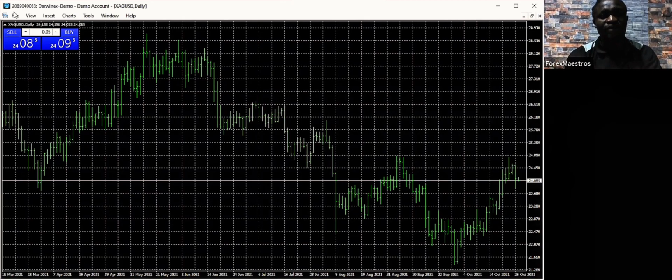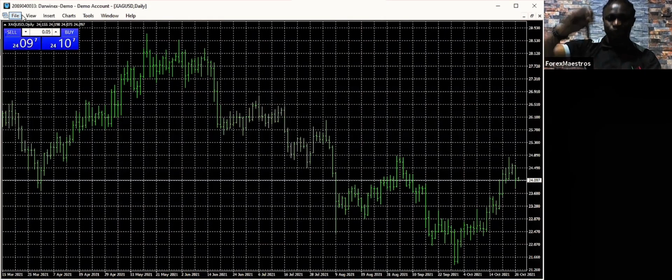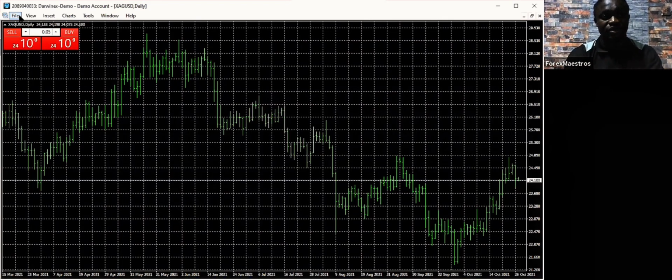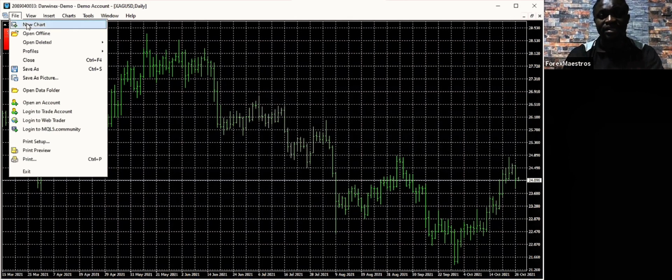All right. Now you have what we call your menu bar, your key menu bars. Here, you have the file, the view, the insert, the chart, tools, windows, and then help. Now each of these has other tools inside them that you need to familiarize yourself with, which will help you use the MT4 platform very well. So under file, you have new chart.